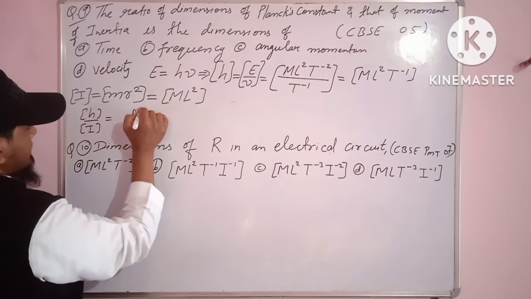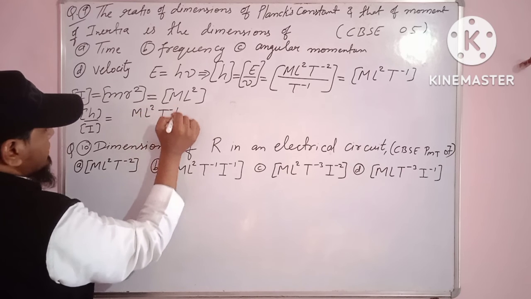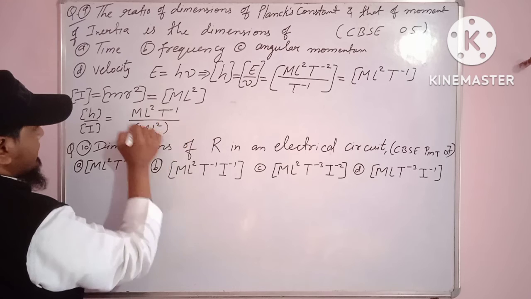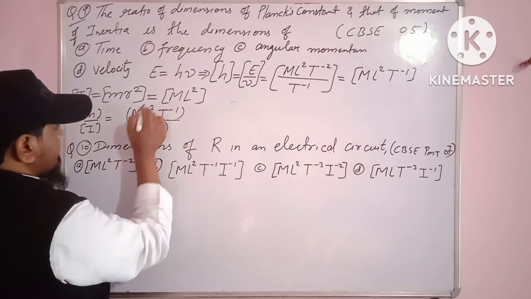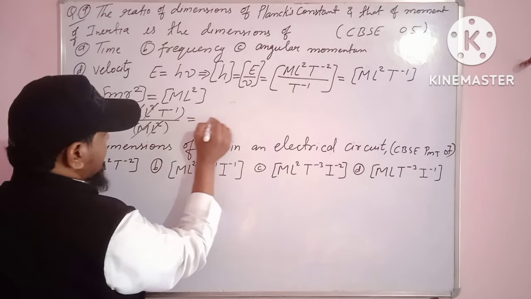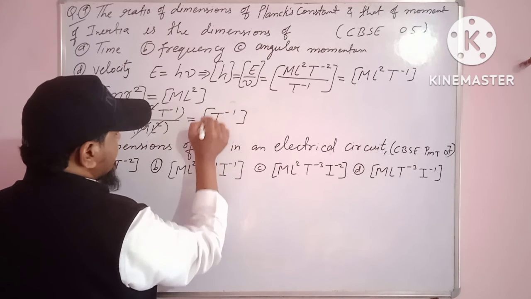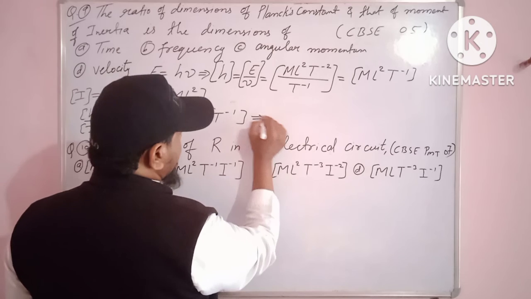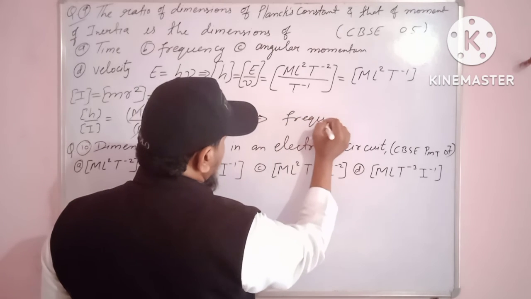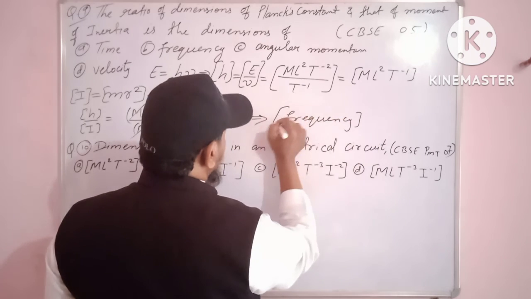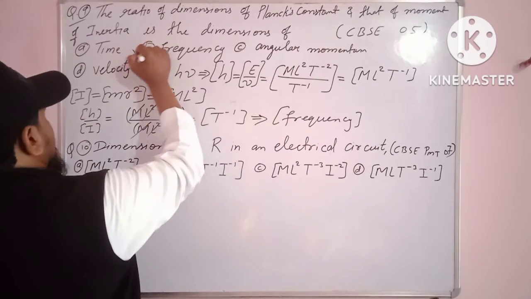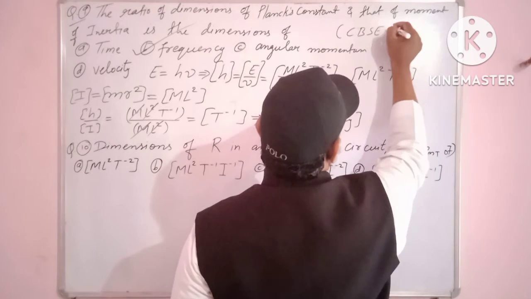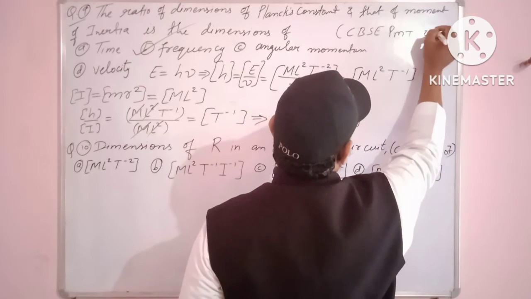The dimensions of h are ML²T⁻¹, and the dimensions of moment of inertia are ML². So what do we get? ML² will get cancelled, M gets cancelled, L² gets cancelled. What is left? T⁻¹. And we know that T⁻¹ is nothing but the dimension of frequency. So option B is correct. This was asked in CBSE PMT 2005.